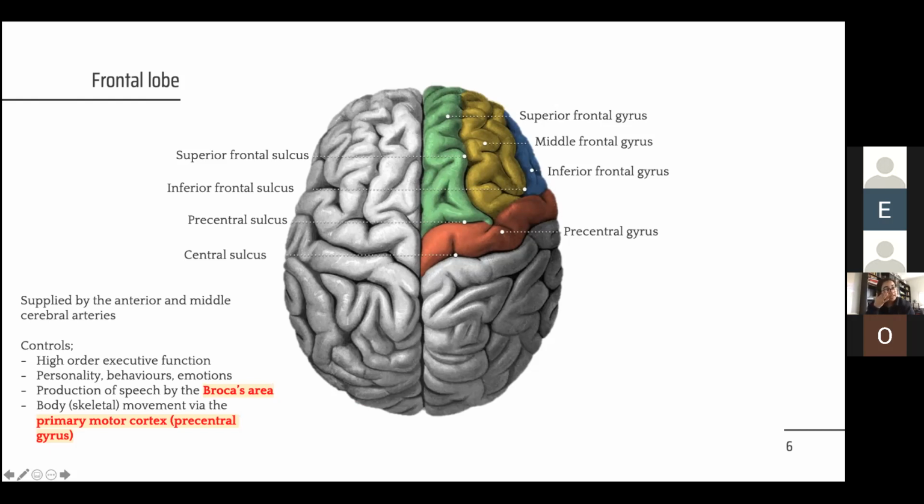So the frontal lobe is where all of the high order functioning of a human happens. So it controls all of your personality and your behavior and that sort of stuff. And the 2 most important areas of the frontal lobe are the Broca's area and the primary cortex, which we'll talk about in a little bit more detail. It's supplied by both of the anterior and the middle cerebral arteries. So the anterior artery does more of this medial section, whereas the middle cerebral artery does more of the lateral section.